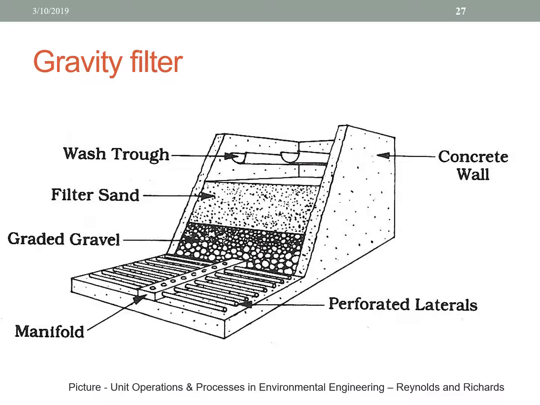Again, see here, there's one picture. At the top, you see wash troughs. These are for cleaning filters. You put water from the bottom to the top, and then you collect dirty water from the top during the backwash. And then you see here a filter sand, that is the media for the filter. At the bottom, that is graded gravel. Gravel is not media. Gravel is just for support, that is support for sand. And at the bottom right, as you see, those are perforated laterals, meaning you collect treated water.